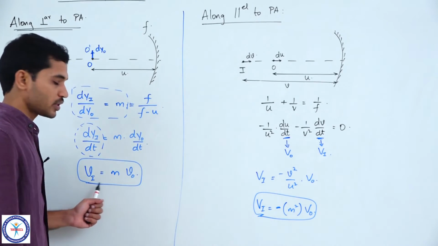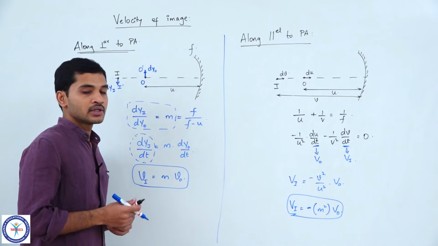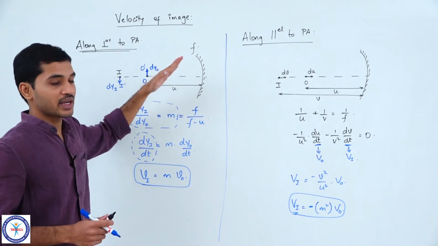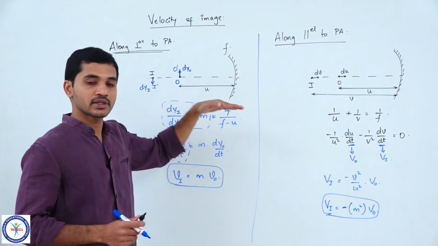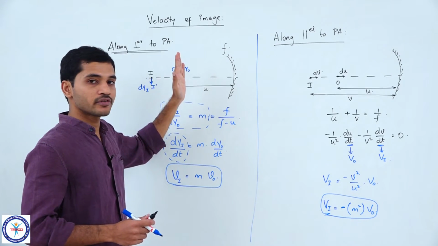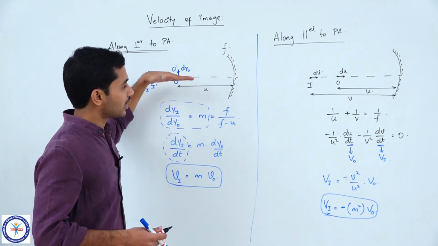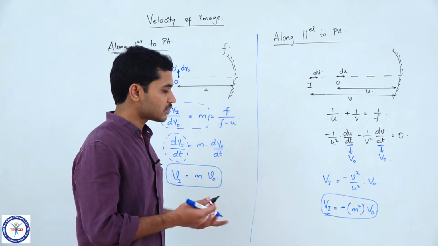and the other one is the relation between them when the velocities are perpendicular to the principal axis. So if there is an object which is moving at some random angle, let us say at some angle like this, it has both components. It has a perpendicular component as well as a parallel component. So for finding the perpendicular component of the velocity of the image, you have to use this formula, and for finding the parallel component of the velocity of the image, you have to use that formula. So that is the basic idea.